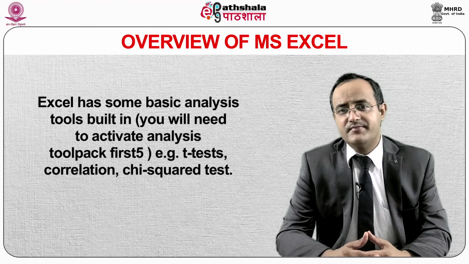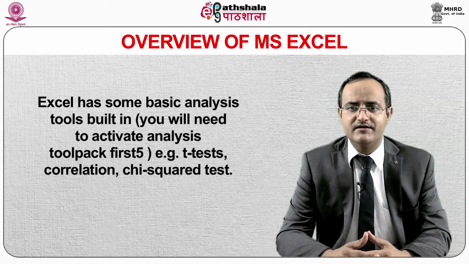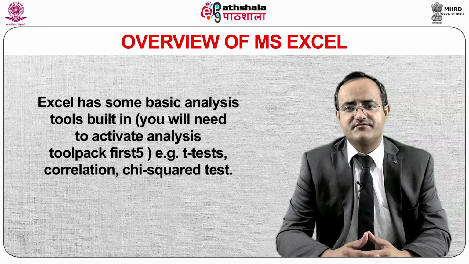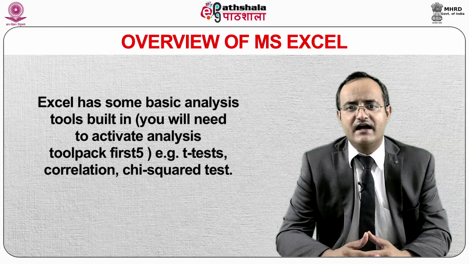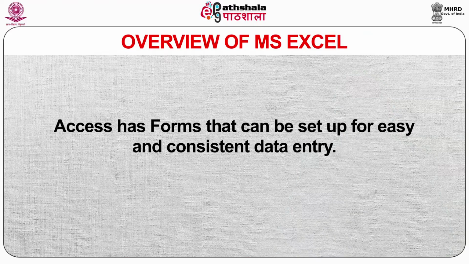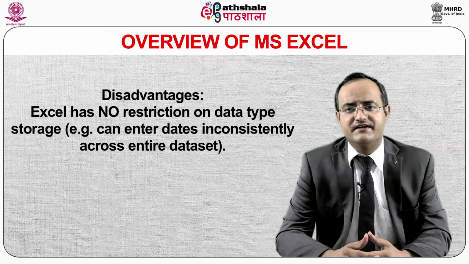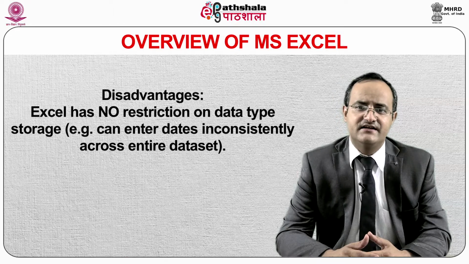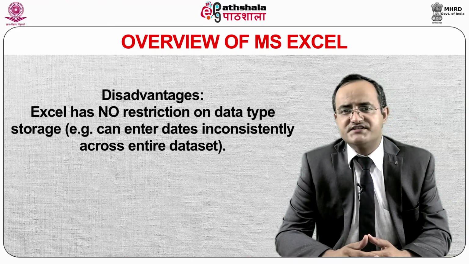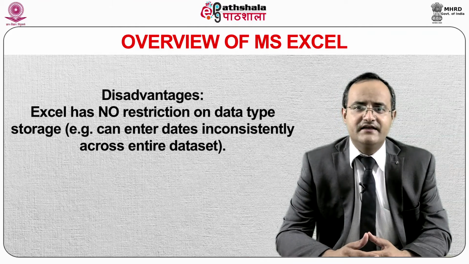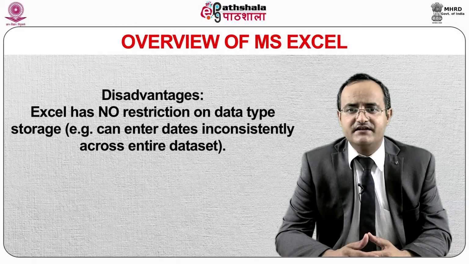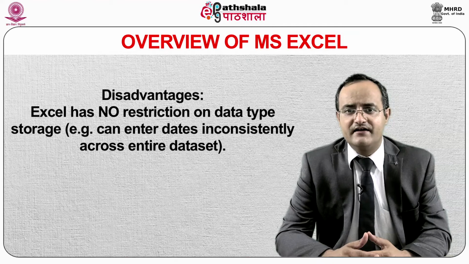Excel has some basic analysis tools built in, such as various tests like t-test, correlations, chi-square test. Access has forms that can be set up for easy and consistent data entry. However, it has certain disadvantages. Excel has no restriction on data type storage. For example, one can enter dates inconsistently across the entire data sheet.